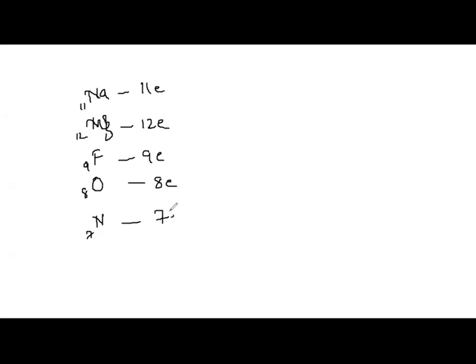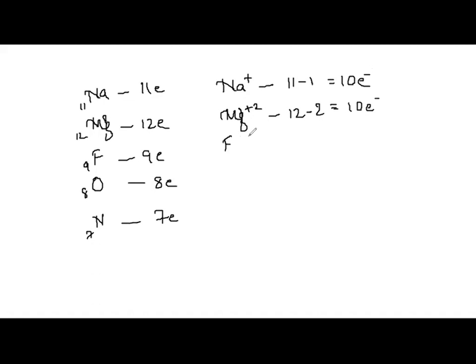So here, what I'll consider is Na, Mg, then fluorine, oxygen, nitrogen. Atomic numbers are 11, 12, 9, 8, 7. So there are 11 electrons, 12 electrons, 9 electrons, 8 electrons and 7 electrons. If Na plus is there, that means loss of 1 electron, so 11 minus 1 becomes 10 electrons. Mg plus 2 has 12 electrons, and plus 2 means loss of 2 electrons. So 12 minus 2 is again 10 electrons.